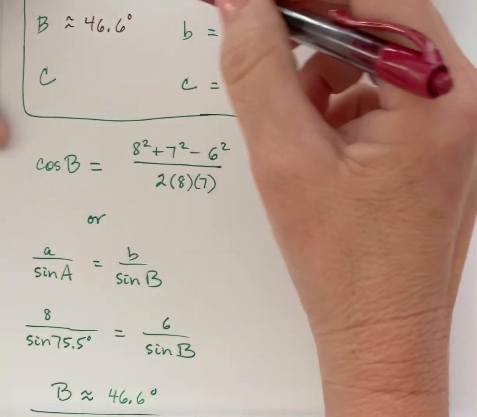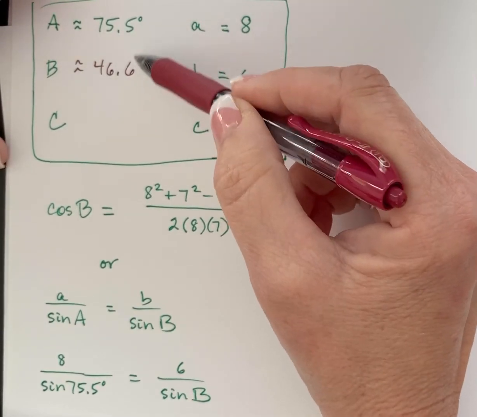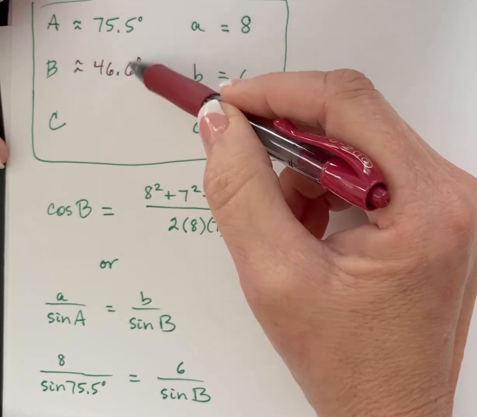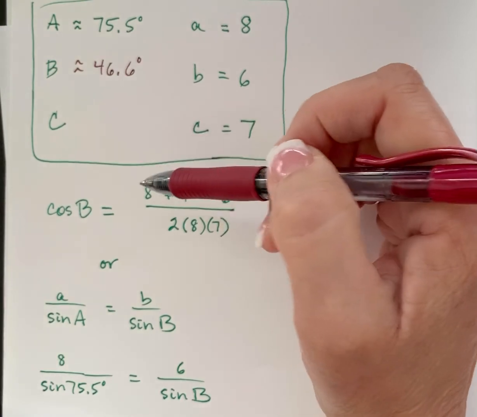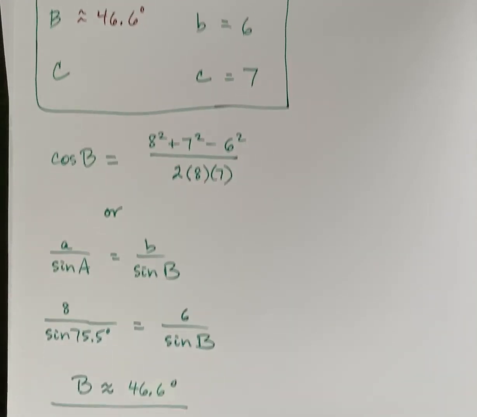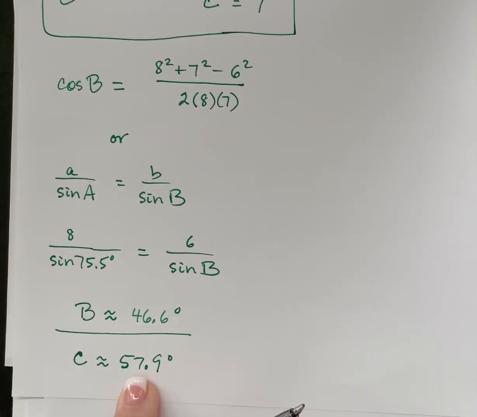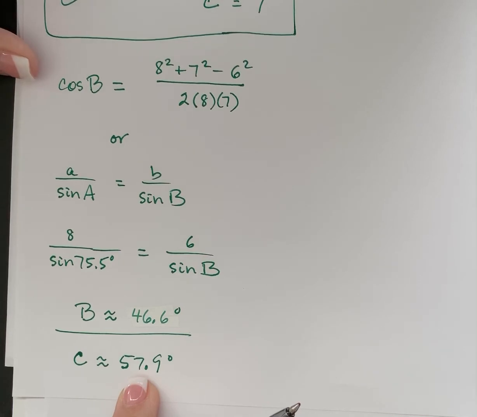All right, and then once you know two angles, you could always subtract them from 180 and get the third one. And angle C then in the final answer will end up being 57.9 degrees.